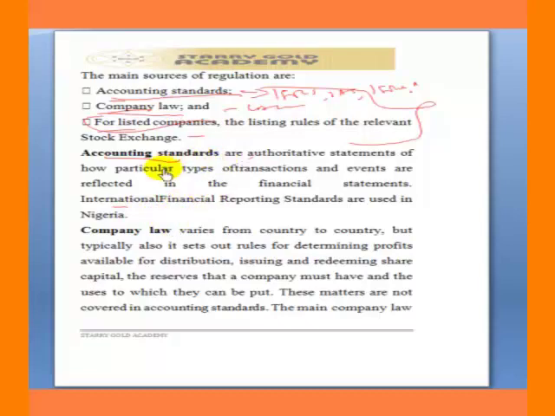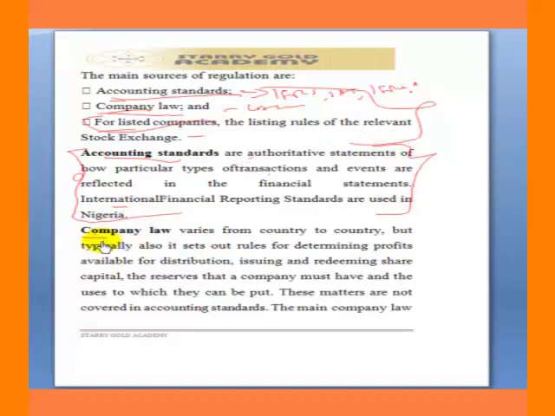So meaning that accounting standards are authoritative statements of how transactions should be treated in line with IFRS. So that is what the accounting standard is all about: how transactions should be treated in line with IFRS. All these things we are going to discuss, all the IAS and IFRS, as we proceed in this series.